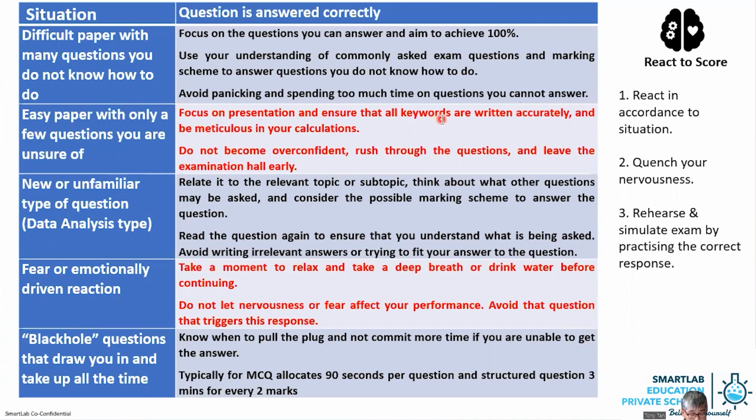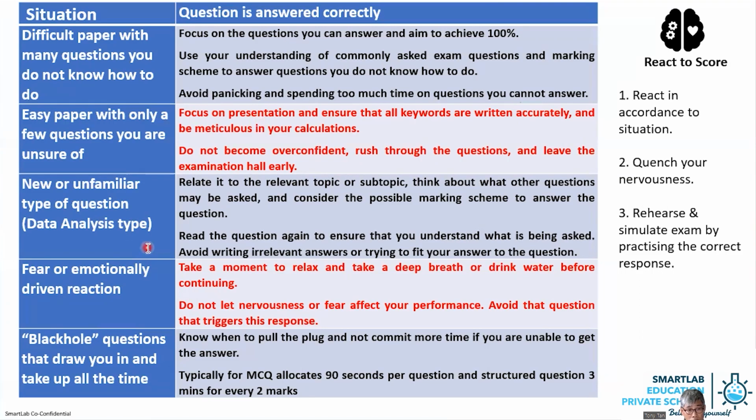Make sure all keywords are written. Make sure all steps are shown. Be meticulous in your calculations, because getting an easy question wrong could really be punitive for an easy paper. Do not be overconfident. Don't rush through the questions. And of course, one thing I don't advocate is to leave the exam hall early. Make sure you check your answers.